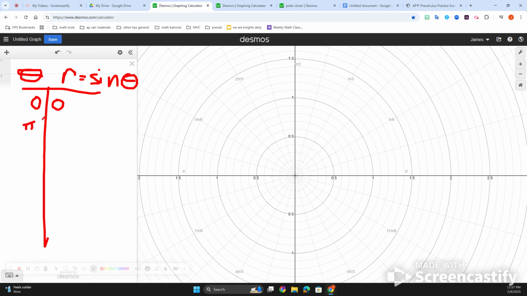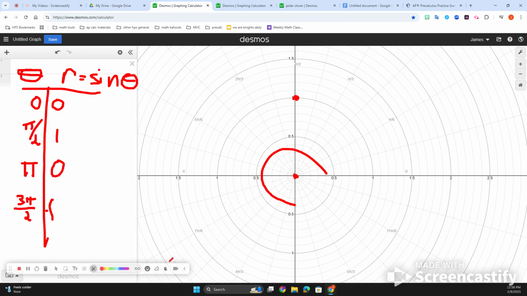Pi over 2, 1. So right away I know that I've got these 2 points, right? At pi, I'm at 0. At 3 pi over 2, I'm at -1. Once again, whatever your distance away from the origin is 0, the point 0 is on there. So when my angle is all the way around here, my distance is not 1, but -1, which perpetuates this point here.